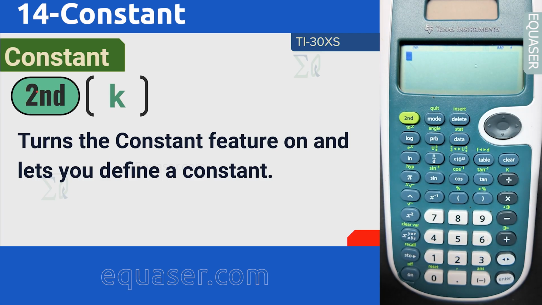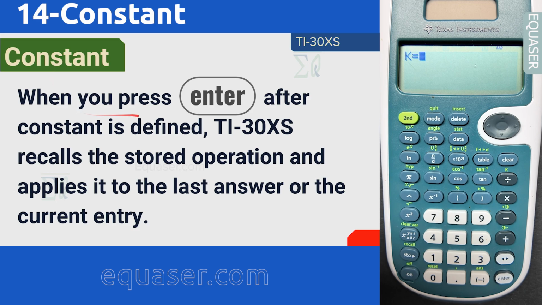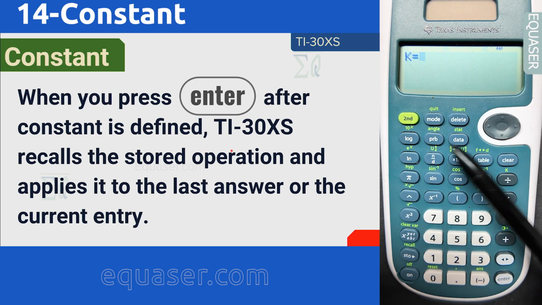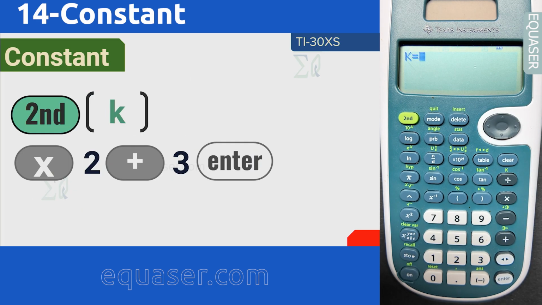Second function and K here. This is a constant, and it brings you the K, which lets you define a constant. A combination of numbers, operators and/or values up to 44 characters can be entered here. When you press enter after the constant is defined, this calculator recalls the stored operator and applies it to the last answer or the current entry.